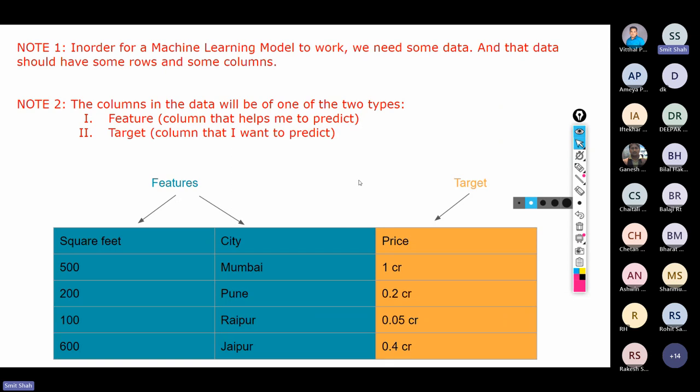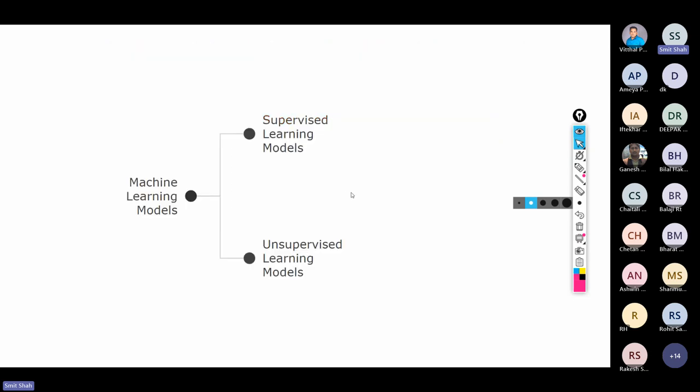Now we need to understand that machine learning models are of many, many types. Today we will look into two of such types, because in 99% of the companies, these two types of machine learning models are implemented. Remember, machine learning models are of many types, and we are looking into two of the most popular. The first type is called a supervised machine learning model. The second type is called an unsupervised machine learning model.